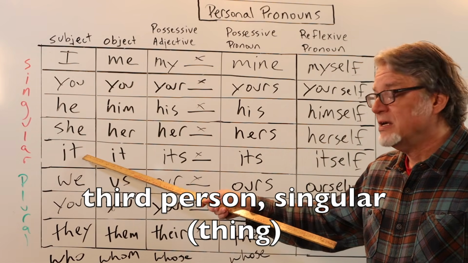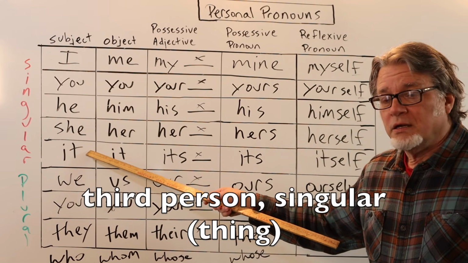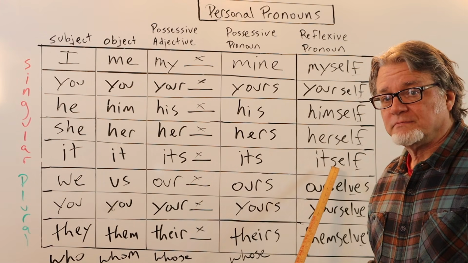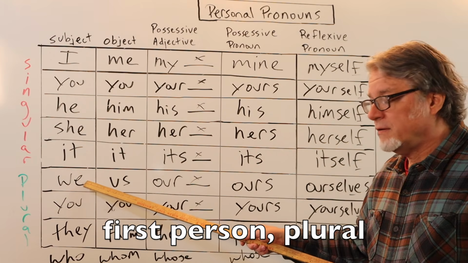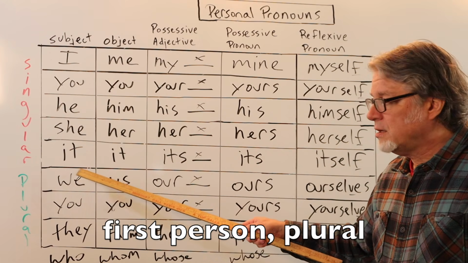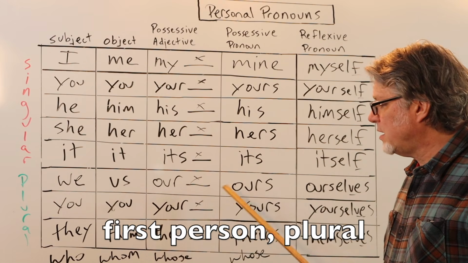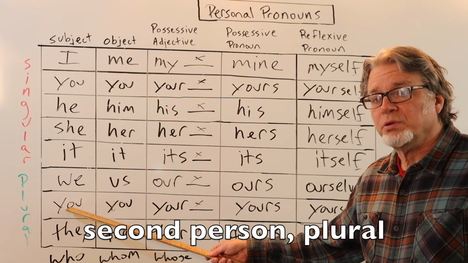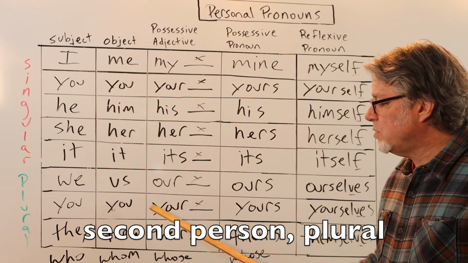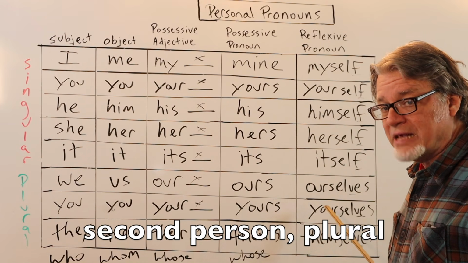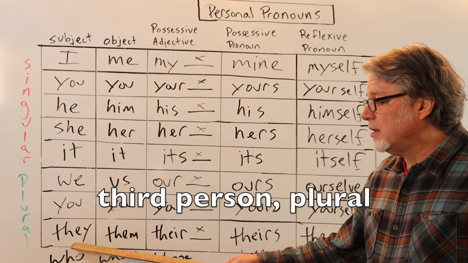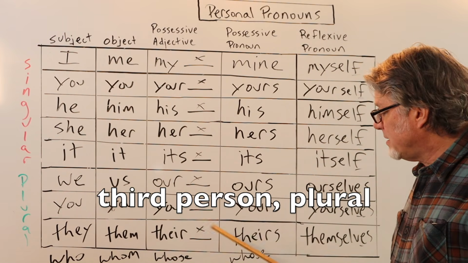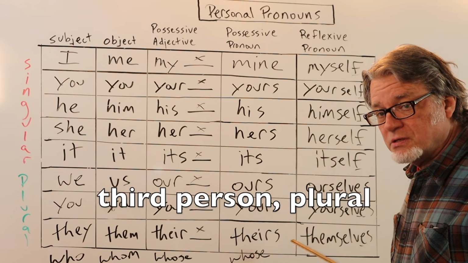And in the third person singular for a thing, it's itself. In the plural, first person plural, we, us, our, ours, ourselves. In the second person plural, you, your, yours, yourselves. And in the third person plural, they, them, their, theirs, themselves.